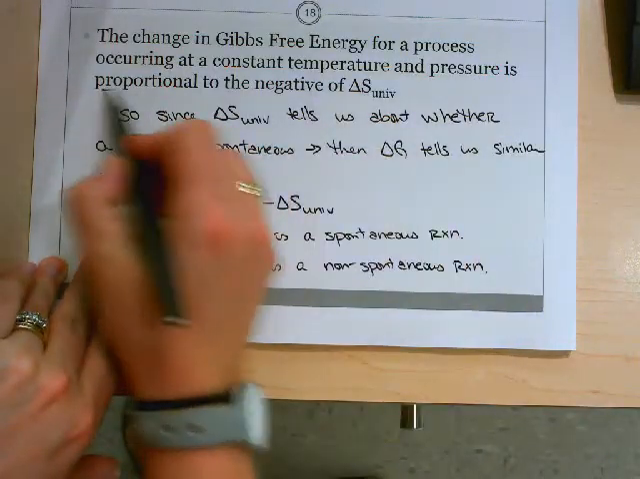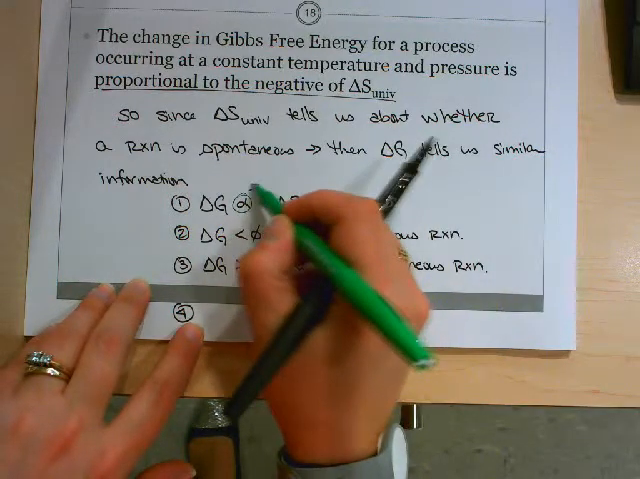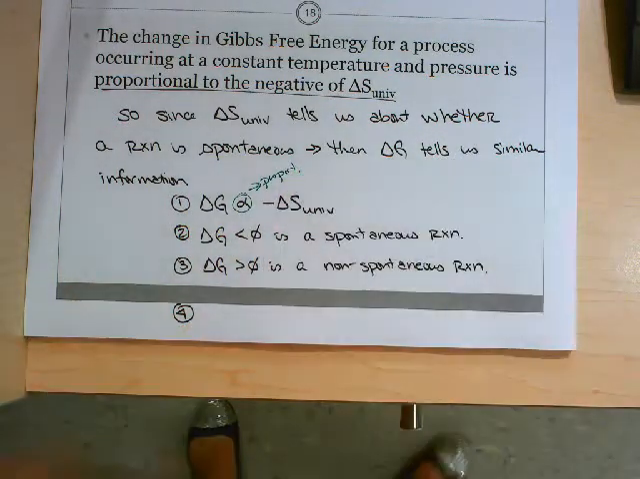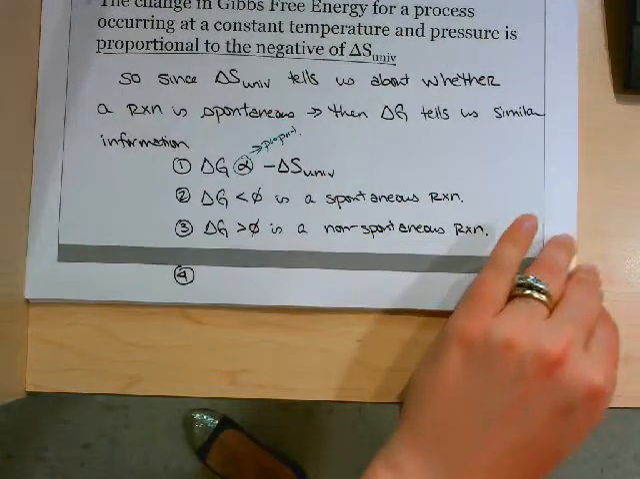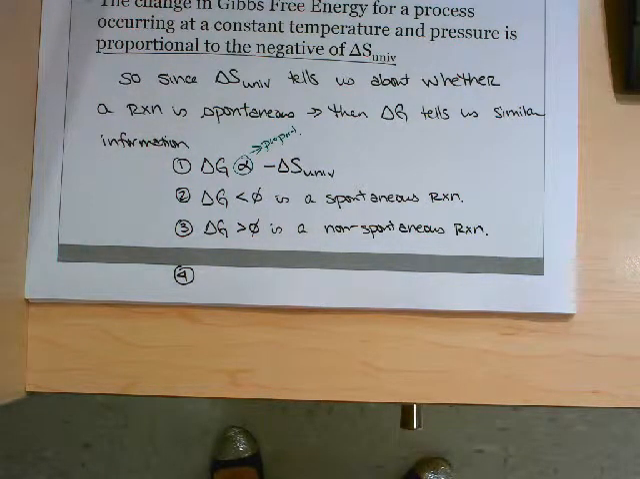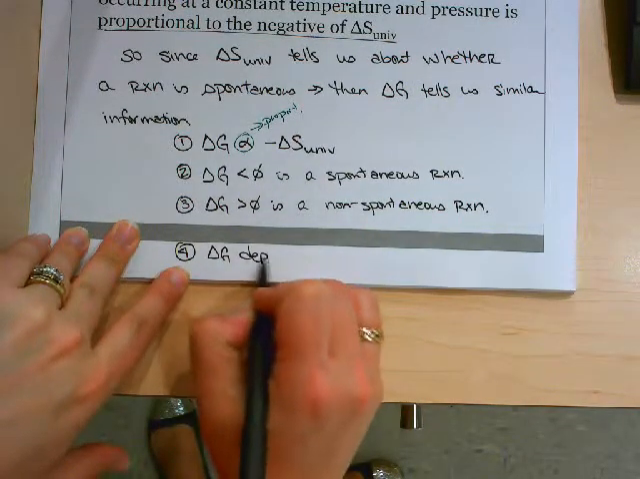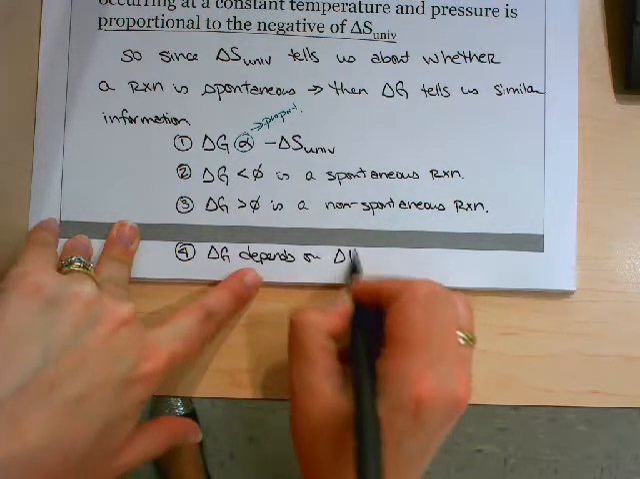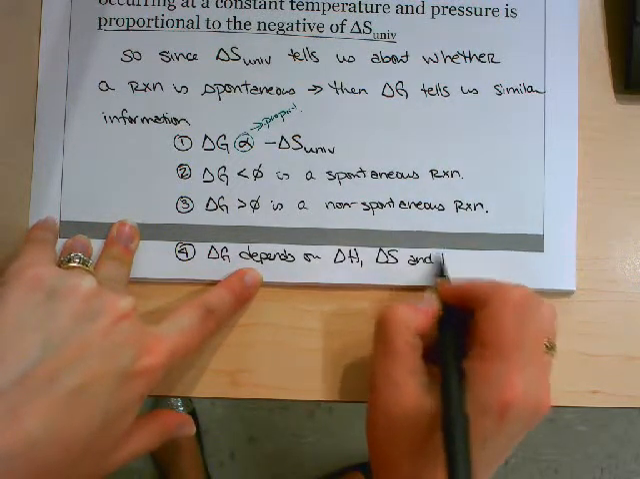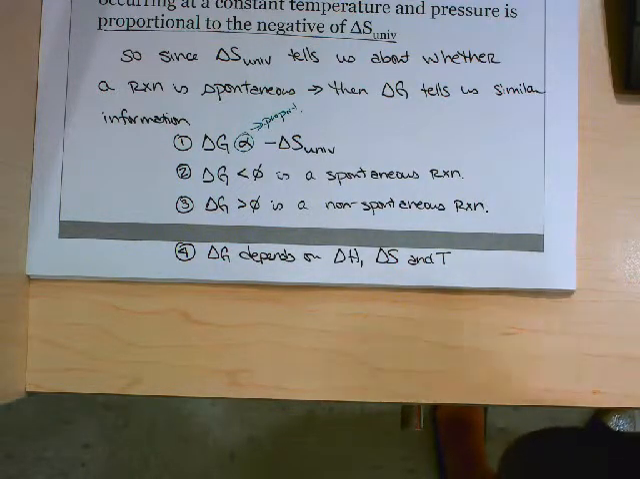Proportional means this little symbol. They're equal values but opposite signs, kind of. And the thing is that delta G is going to depend on enthalpy and entropy and temperature. So it combines all the things we've been thinking about into one super equation.